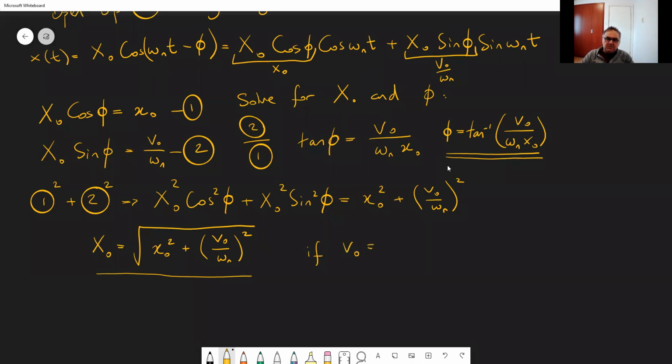By the way, if V0 is 0, if the initial velocity is 0, the phase shift is 0. And as you see, x0 is going to be x0. Because V0 is 0, this will happen. The phase shift happens only when there is an initial condition for velocity.